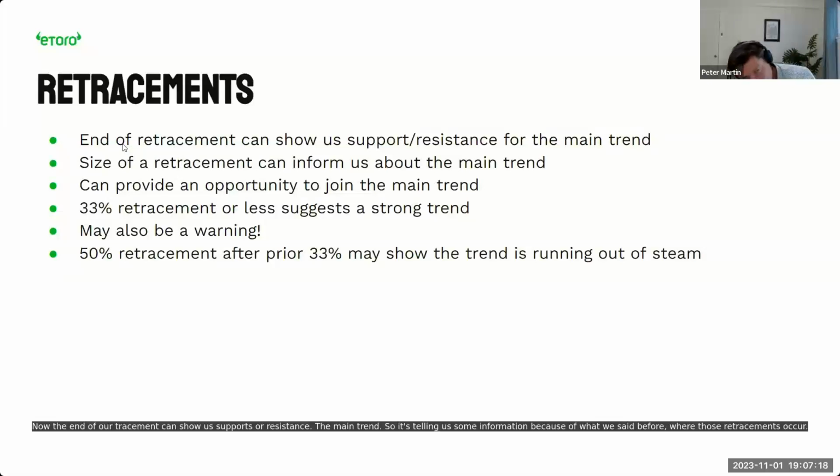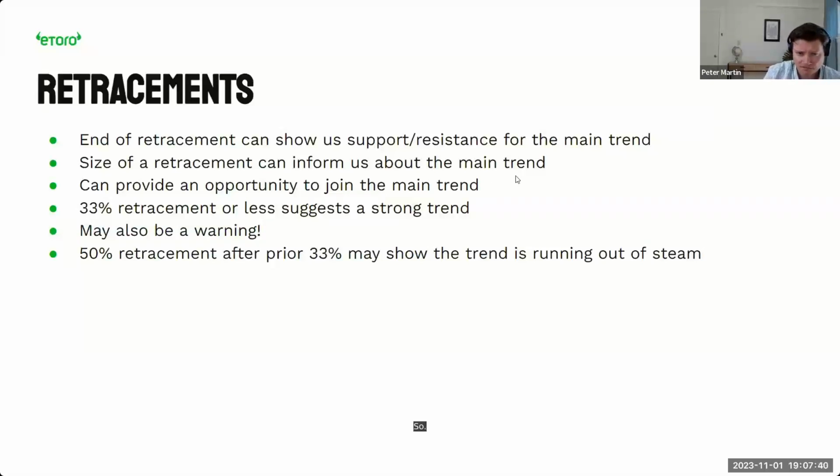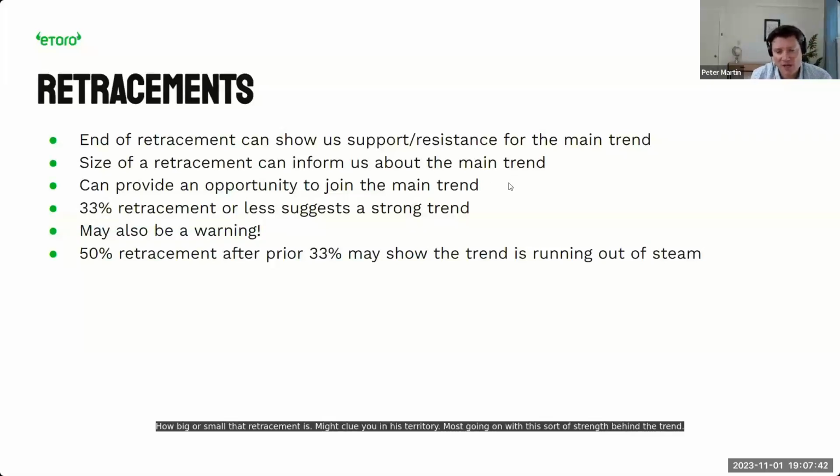Now, the end of a retracement can show us support or resistance for the main trend. So it's telling us some information because of what we said before, where those retracements occur tell us about support and resistance levels. And the size of a retracement can also inform us about the main trend. How big or small that retracement is might clue you in as to what's going on with the strength behind the trend. And as I said when we looked at that chart, it can provide an opportunity to join the main trend. It's a jumping on point.